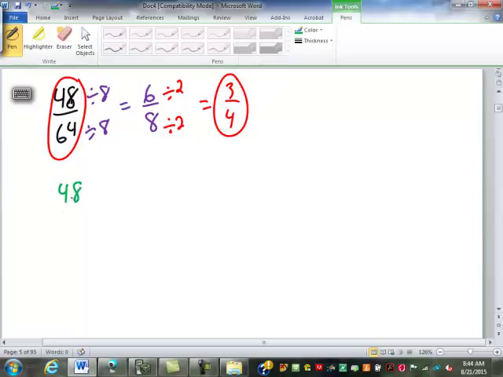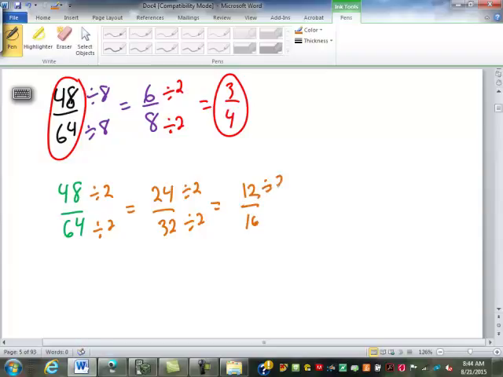You could have started out here and said, hey, 48 and 64, they're both even, so I can divide them both by 2. Gives me 24/32. Hey, guess what? I can still divide them both by 2. They're both still even. 12/16. Hey, still even. Divide by 2.